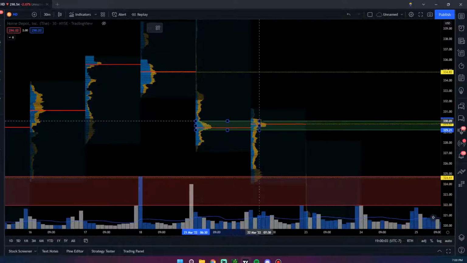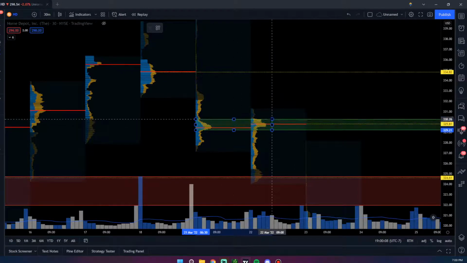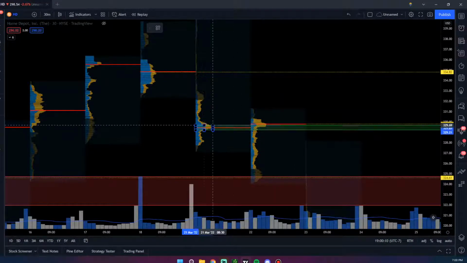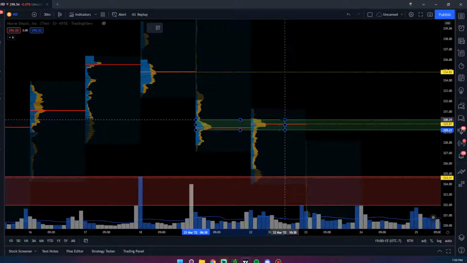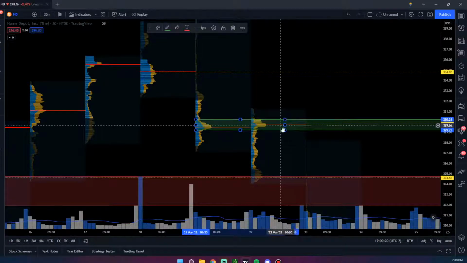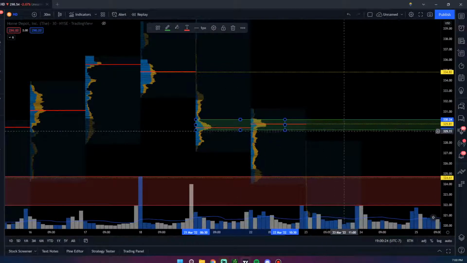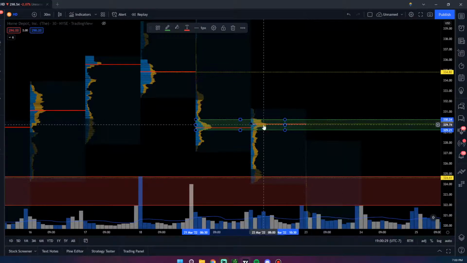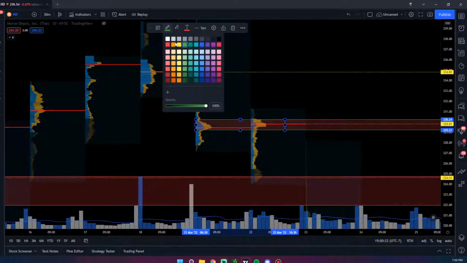And so what I do, I'm combining these two POCs together. I'm taking the largest volume from this one here and the largest volume from this one here, and drawing a box or a rectangle, whatever you want to call it. This area here, I won't trade inside of. If I break below it, I'll take puts. If I break above it, I'll take calls. And I'll explain that in just a second.